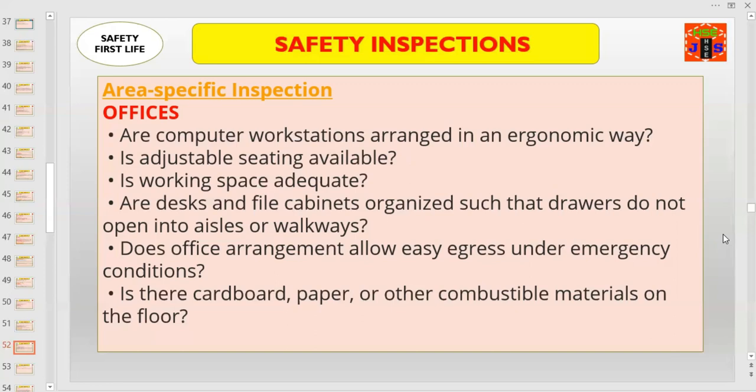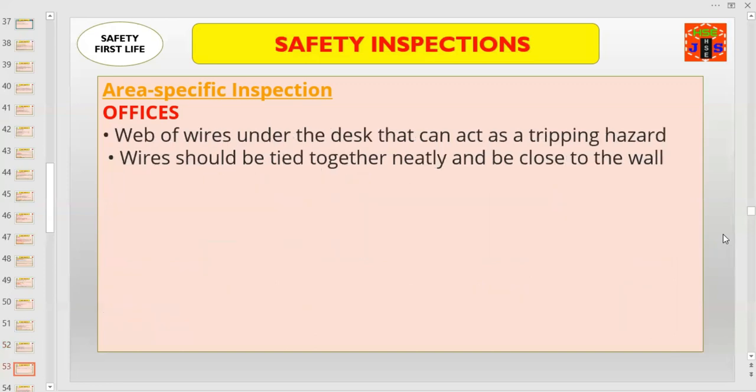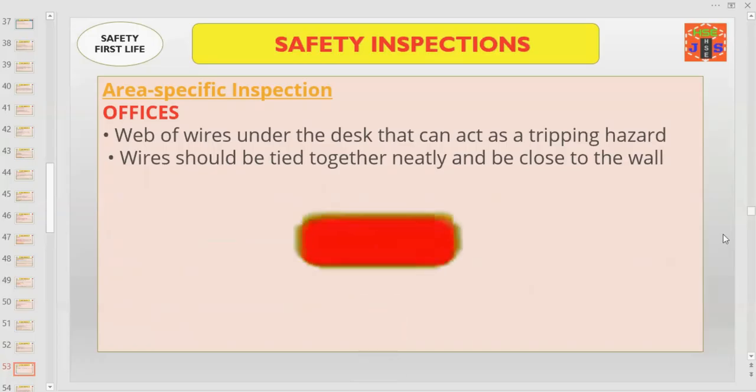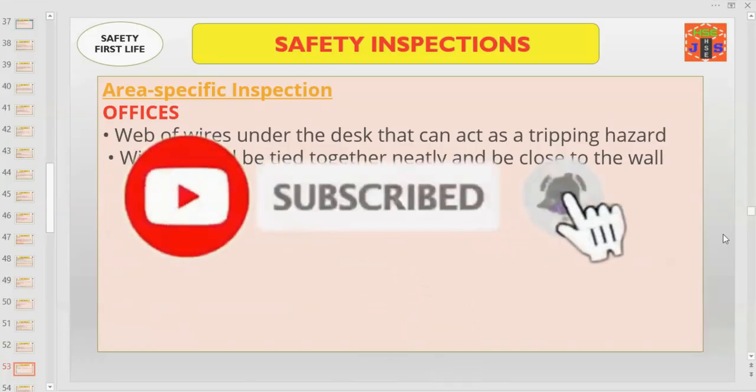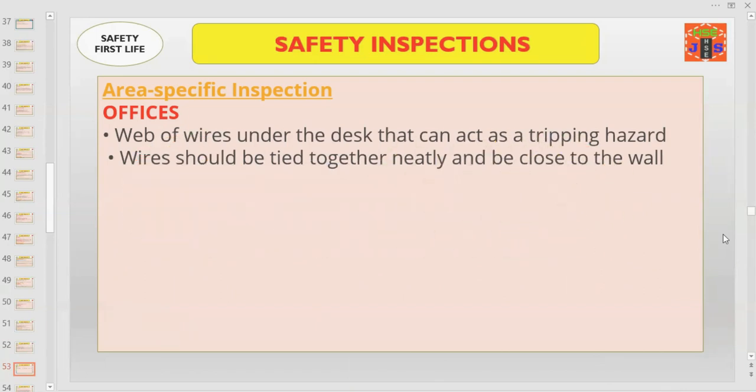Is there cardboard, paper, or other combustible materials on the floor? Web of wires under the desk that can act as a tripping hazard. And you have to consider, the wires should be tied together neatly and be close to the wall. All these points you will check once you are inspecting an office. And you have to mention the hazards and the risk rating as per the location, as per the nature of activity, and as per the level of risk.